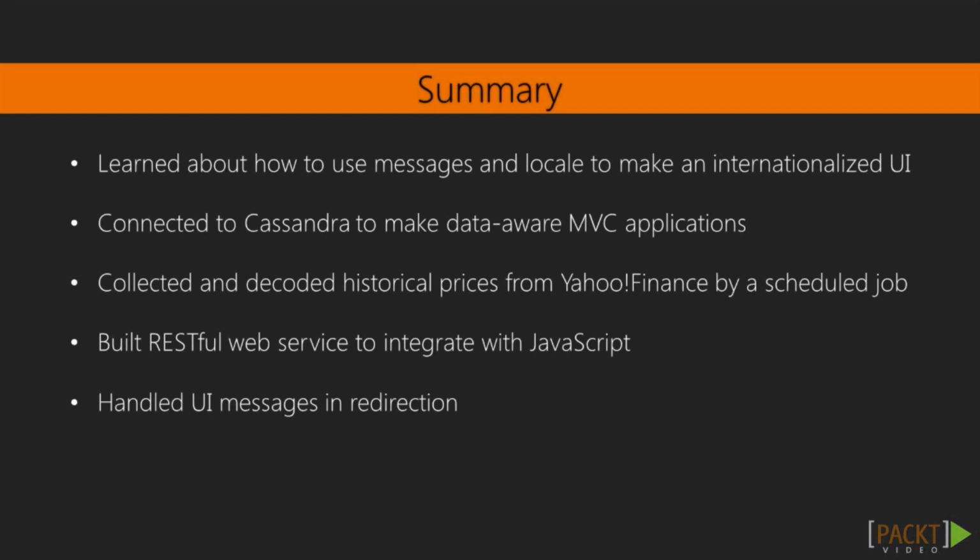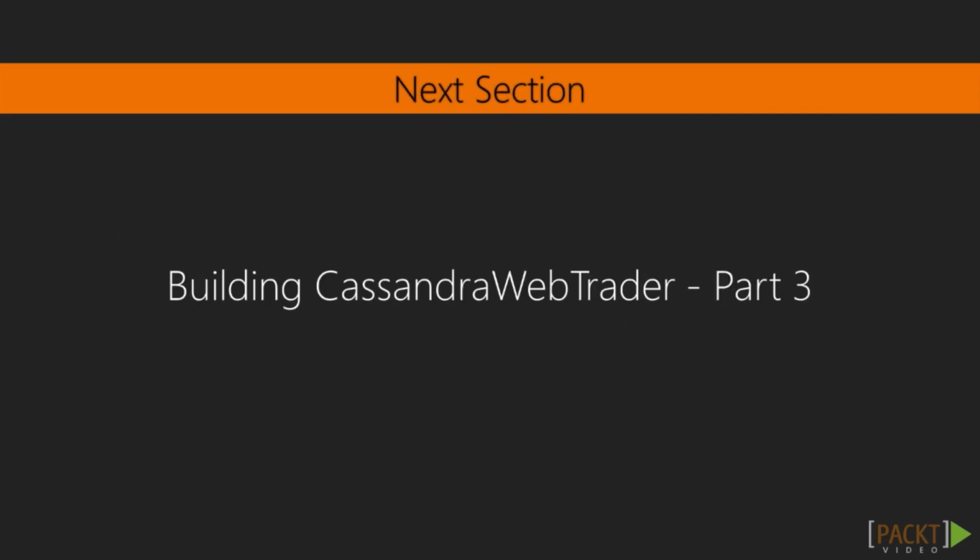In this section, we continued working on the Cassandra WebTrader web application. We learned about how to use message source and locales to internationalize our application. We also connected the application to Cassandra and made our applications data aware. We then implemented a scheduled job to collect and decode the historical prices supplied by Yahoo Finance. Those historical prices were converted into a JSON format by a RESTful web service to render stock charts at the front end. Finally, we modified the member registration to save data in Cassandra and enhanced the user experience by appropriate flash message. In the next section, we'll finish Cassandra WebTrader as an end-to-end web application. Join me there.